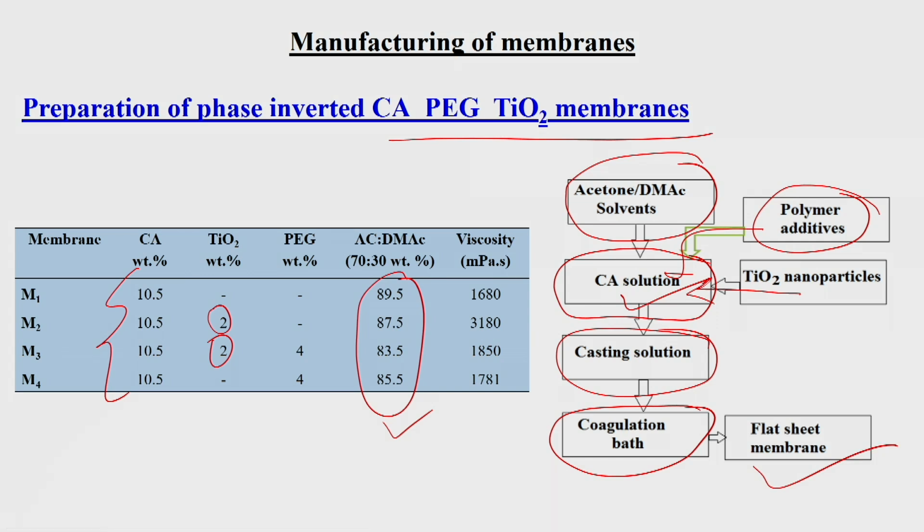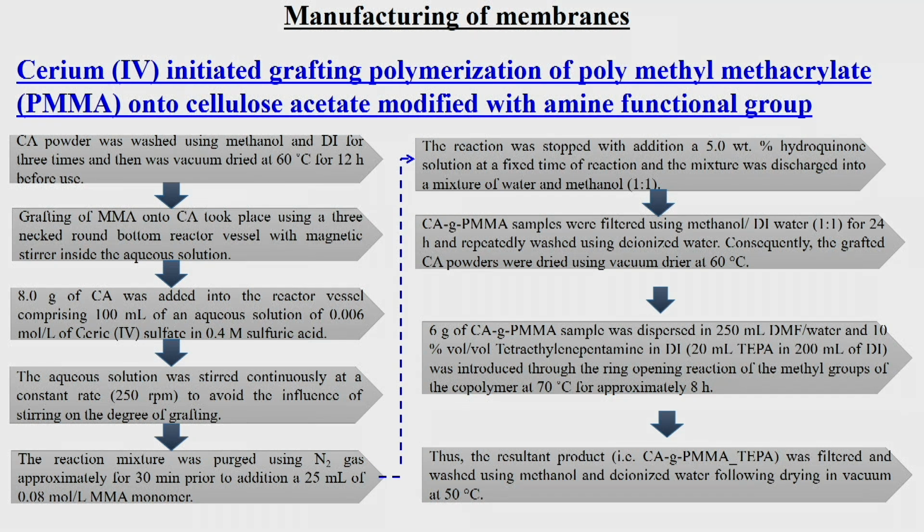So, depending on the requirement, we can make this either circular or rectangular membrane sheet. Now we can look at cerium initiated grafted polymerization of polymethyl methacrylate, PMMA, onto cellulose acetate modified with amine functional groups. In that case, we need to take the cellulose acetate powder and wash it using methanol and deionized water 3 times, and then vacuum dry it at 60 degrees Celsius for 12 hours before use.